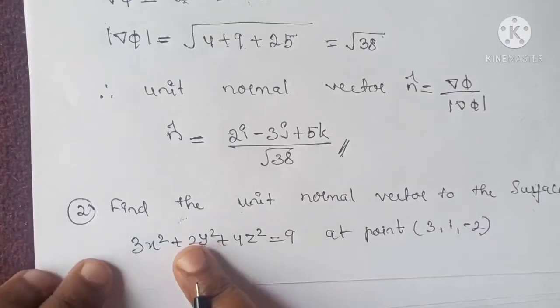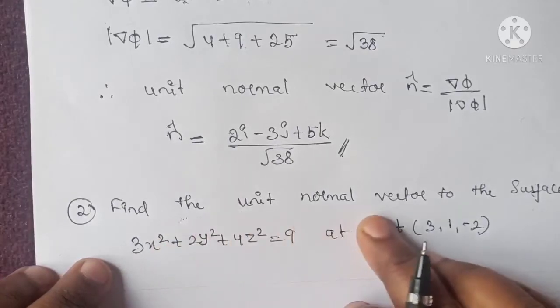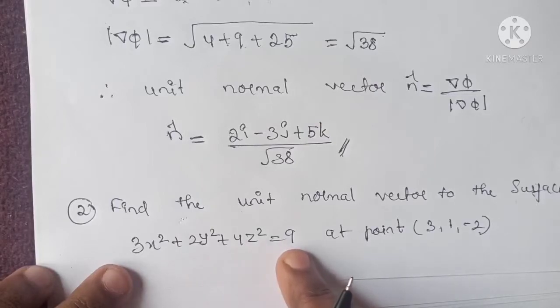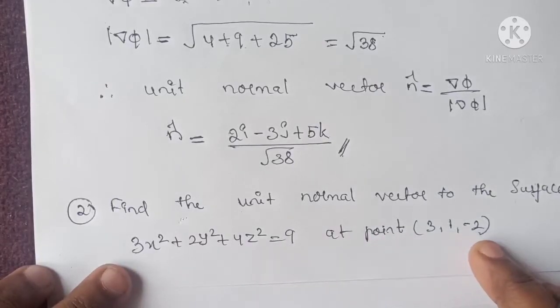Similarly you try this by yourself, that is find the unit normal vector to the surface 3x square plus 2y square plus 4z square equals 9 at the point (3, 1, -2).